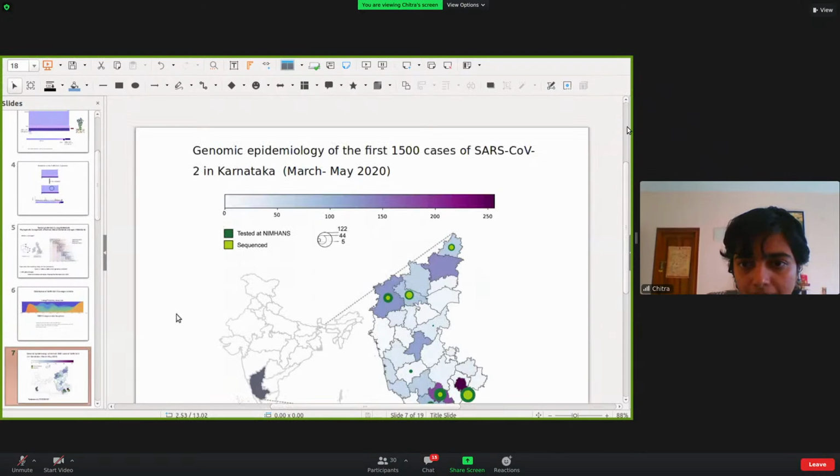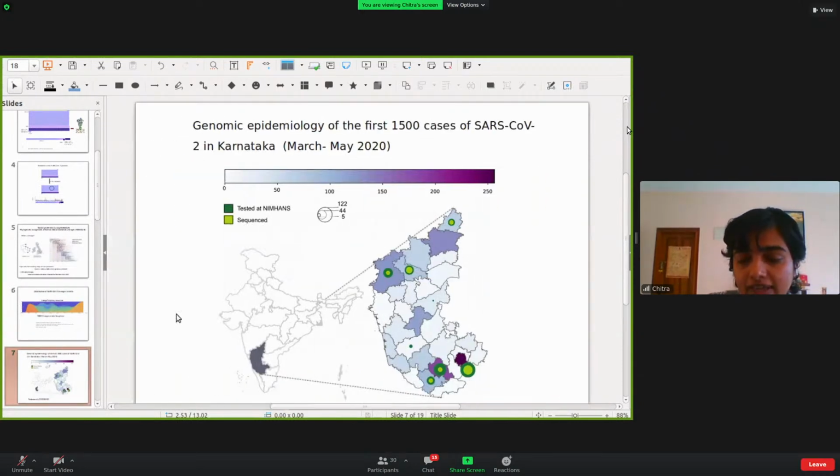So I'm going to tell you about the first initial cases that we sequenced and tried to understand what was happening in the state of Karnataka, again from March to May 2020. There were 1,500 cases roughly in this time. So this is very early. And what you see here is the distribution of cases across the different districts of Karnataka, which have also been very nicely introduced before. So what you see here is Bangalore Urban. Even by that time, Bangalore Urban had the maximum number of cases. In green are the number of samples that were tested at NIMHANS, because NIMHANS is where I work, and that's where this study was done.